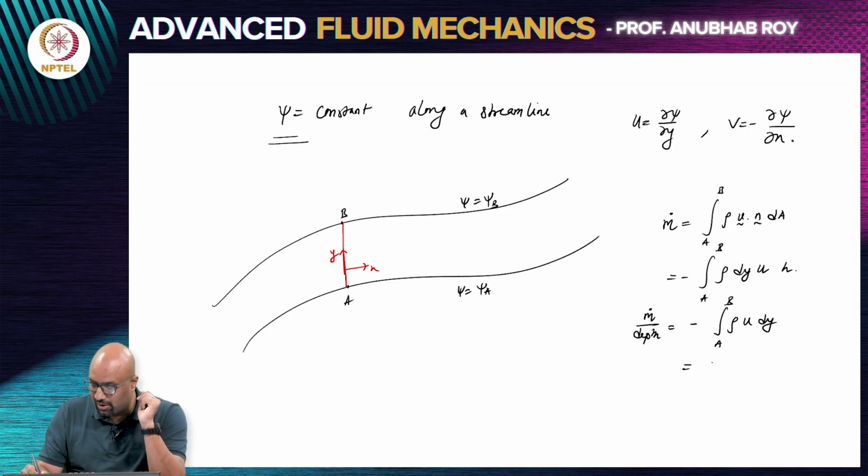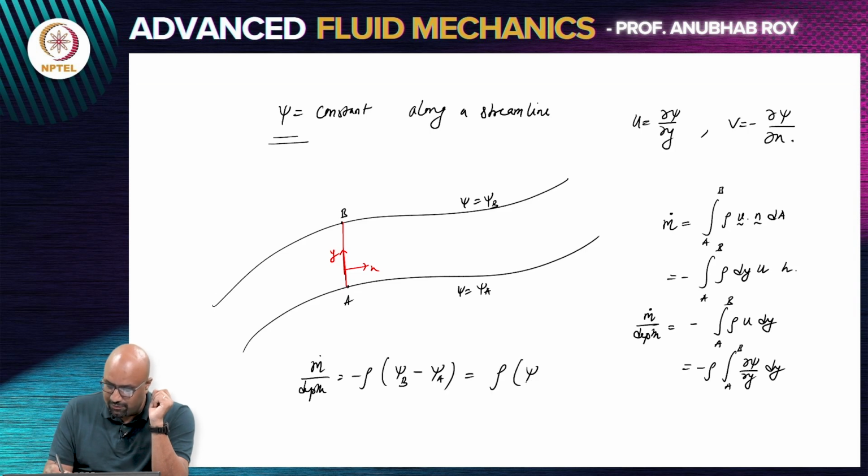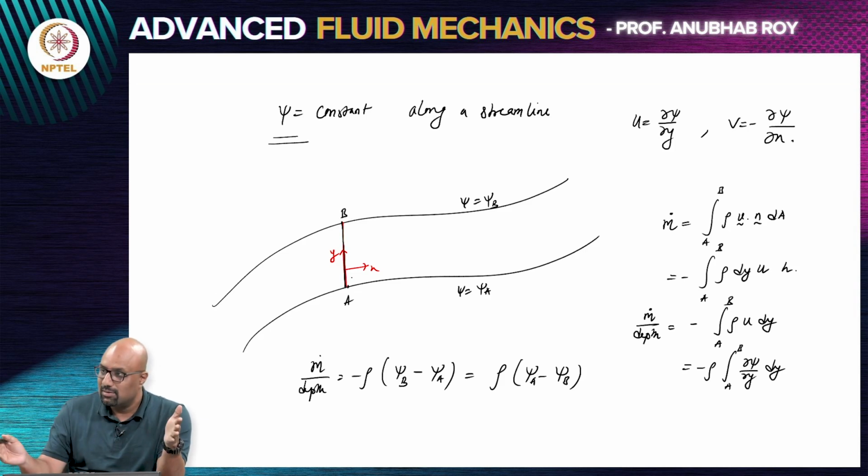If I substitute for u, I have the integral from A to B of dou psi dou y dy, which means m dot per unit depth is minus rho times psi at point B minus psi A, or rho of psi A minus psi B. So, the mass flow rate going through the region that has two streamlines on either side is basically the difference of the value of the stream function on those two lines.